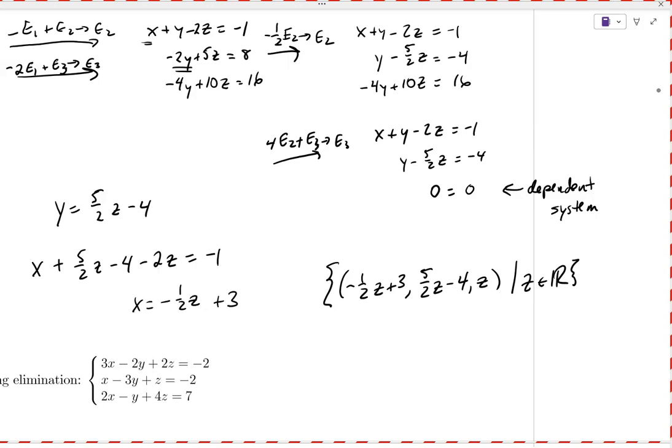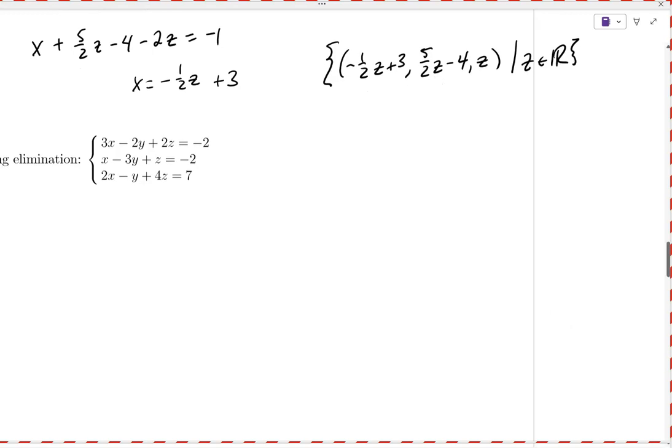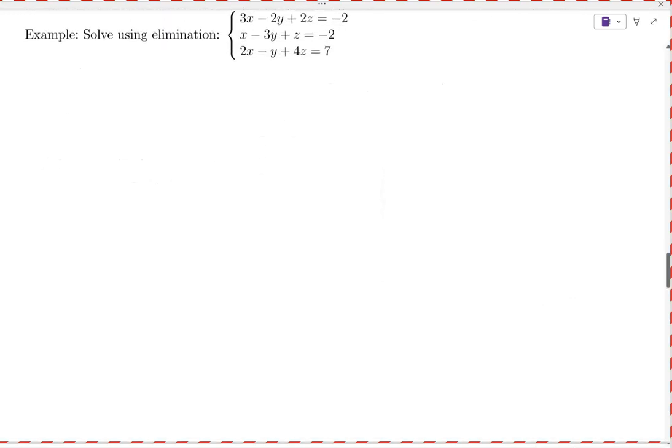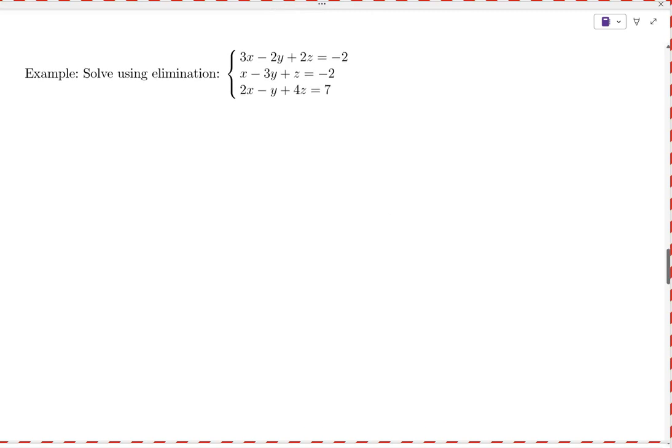Questions on that one before we do the next one? I'm being very purposeful about going all through these because hopefully it'll make more sense when we switch it over and just keep track of the coefficients. All right. So let's look at this one, asking us again to solve through elimination. We've got 3x minus 2y plus 2z equals negative 2. X minus 3y plus z equals negative 2. 2x minus y plus 4z equals 7.